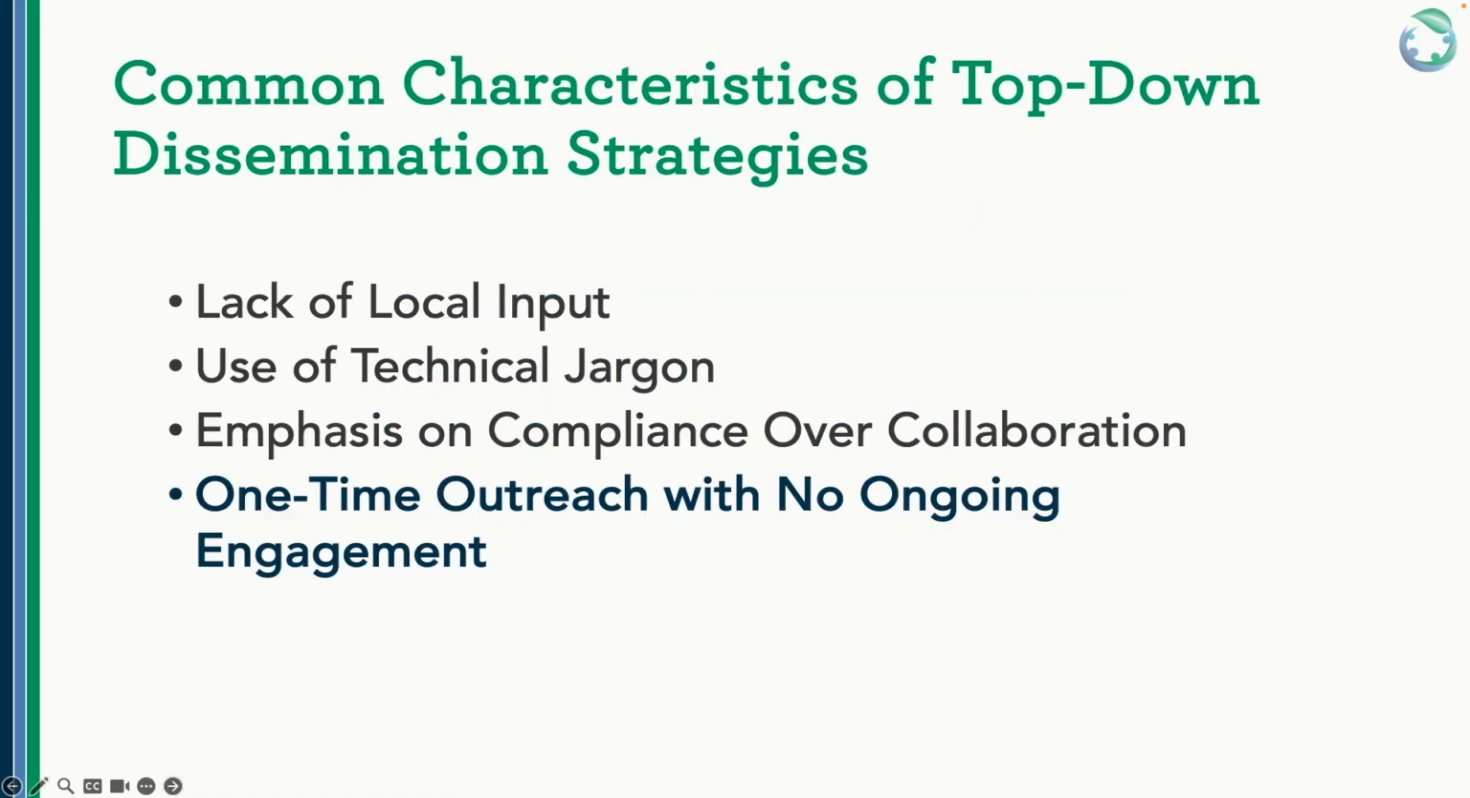Lastly, another characteristic of top-down dissemination strategies includes one-time outreach with no ongoing engagement. Messaging efforts that are one-off or transactional, especially without follow-up or ongoing engagement, do not build the trust needed with rural communities for lasting impact and may be perceived as impersonal or opportunistic.